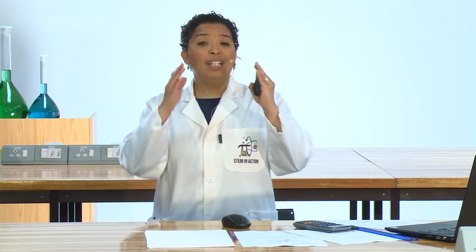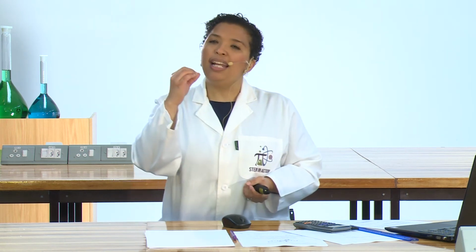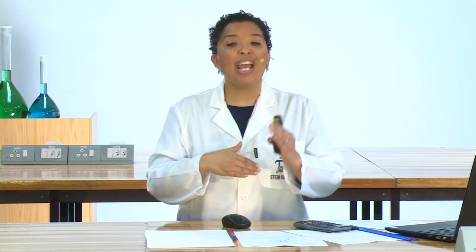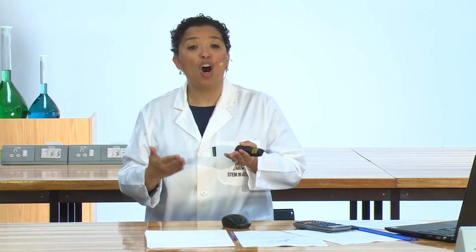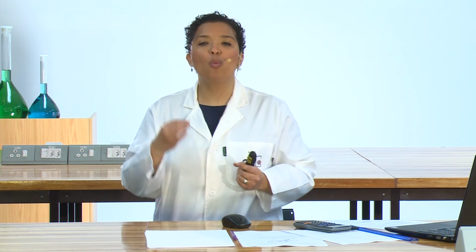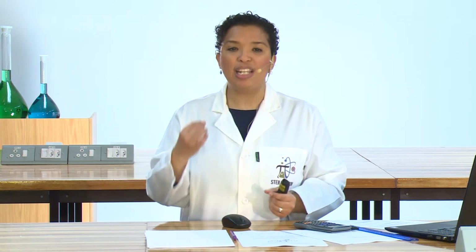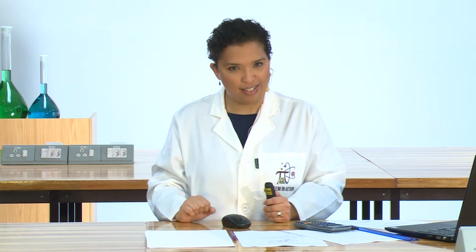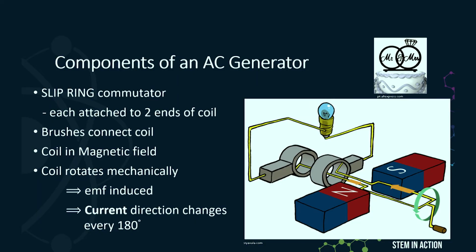Important to note, for an AC generator, the electricity or the current that is generated changes direction every half revolution, or every 180 degrees it changes its direction. Hence it is called alternating current, and hence we have an AC generator.